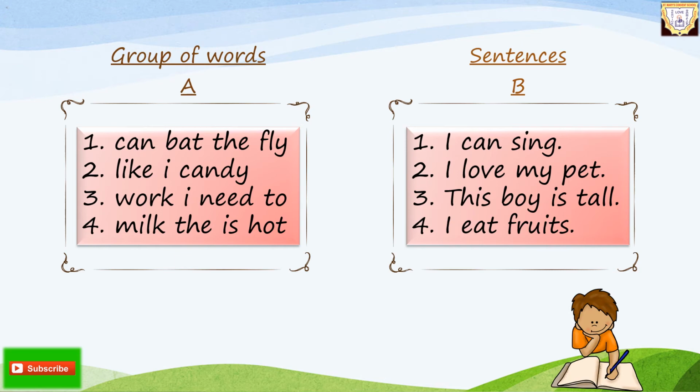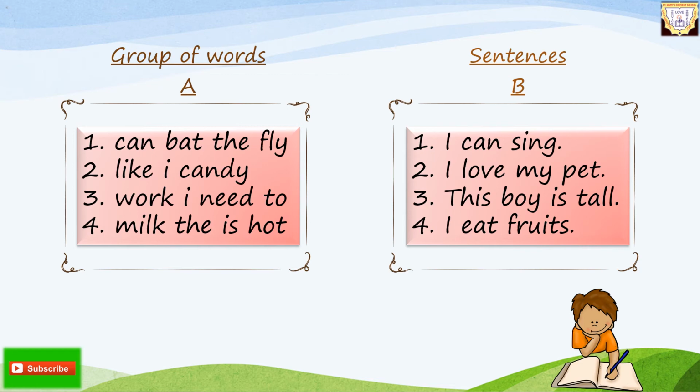Now let's read from box B. Number 1. I can sing. Is this a sentence? Yes, this is a sentence because it starts with a capital letter and it ends with a full stop. It makes a complete sense. That is why it is a sentence.